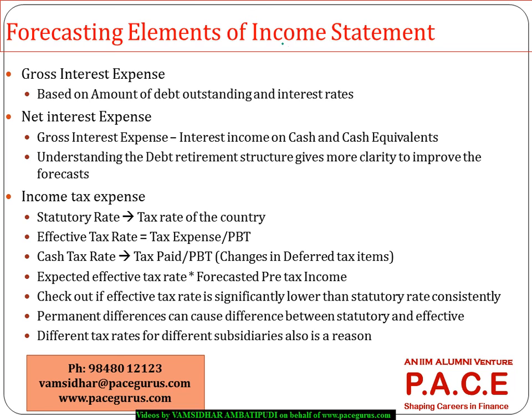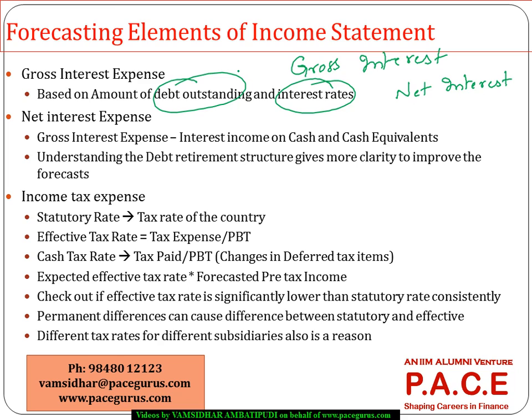In the finance costs, we talk about gross interest as well as net interest. Net interest, of course, is the more important aspect. So gross interest typically comes from whatever is the debt that is outstanding and the interest rate. These two can very well come from the footnotes to the financial statements. So here if I can understand, okay, till how many more years will the debt be outstanding and what are the interest rates that are applicable, based on these two things, probably I can very well go for a gross interest expense.